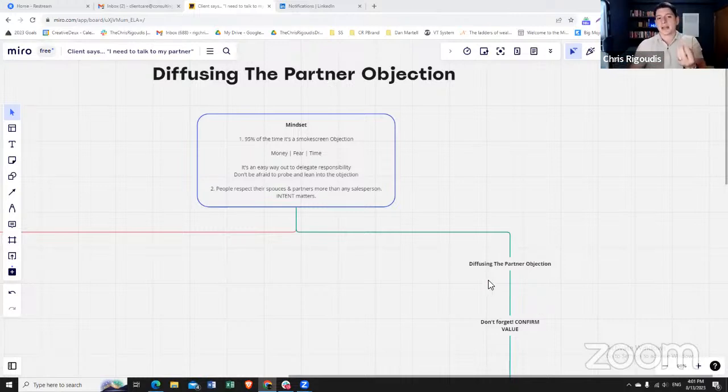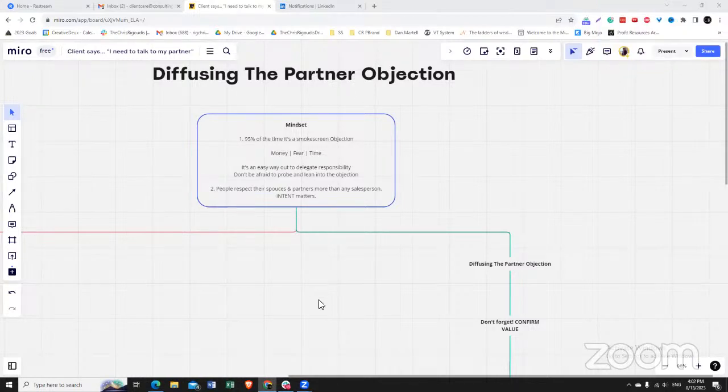The true objections hiding behind it are three, and these are the three true objections at the core that a person can have. It's money, it's fear or uncertainty, or it's time and logistics. Something doesn't work in terms of the timing or the time they can put into deploying the solution. So three main objections: money, fear, time. And the smokescreen in front of it is either "think about it" or "let me talk to the partner about this." So don't be afraid to probe and always lean into the objection, at least to unpack and make sure it's the true objection.